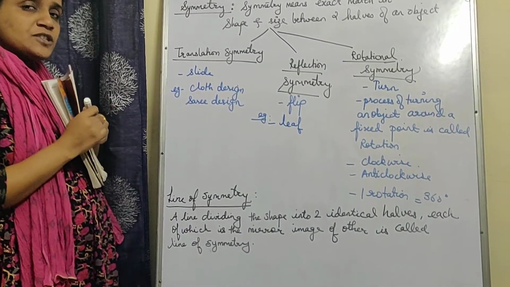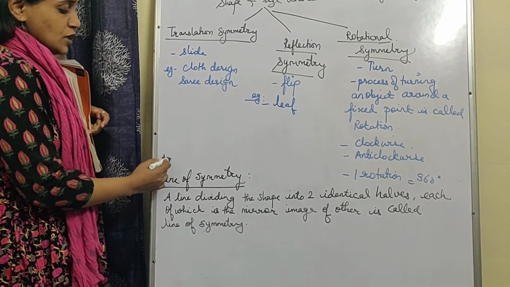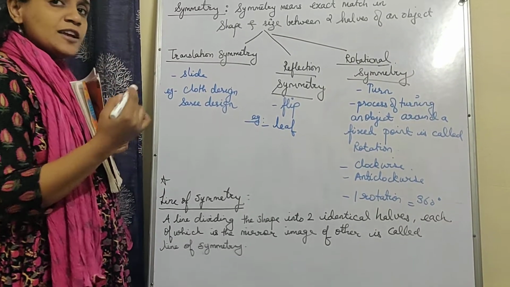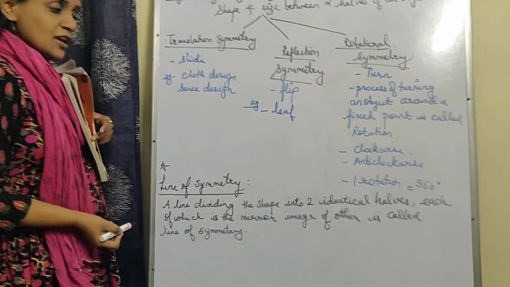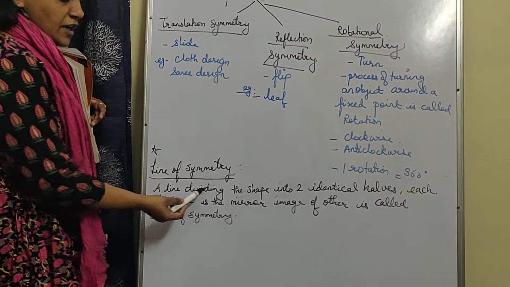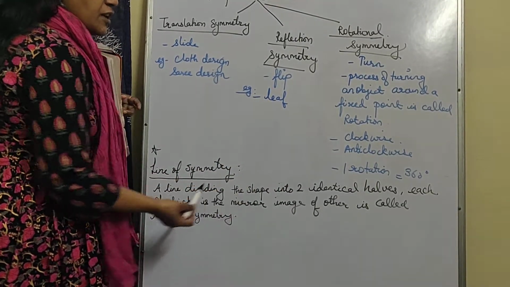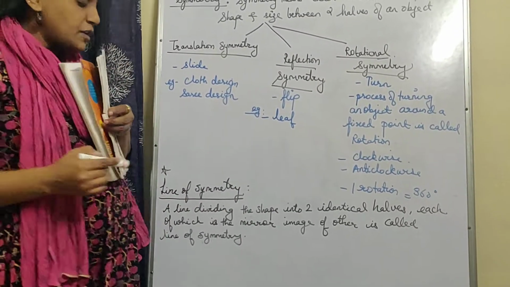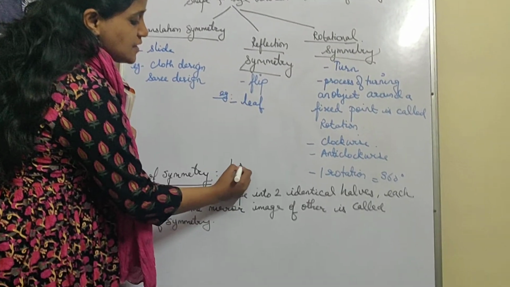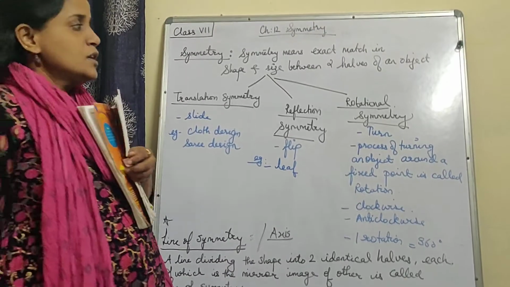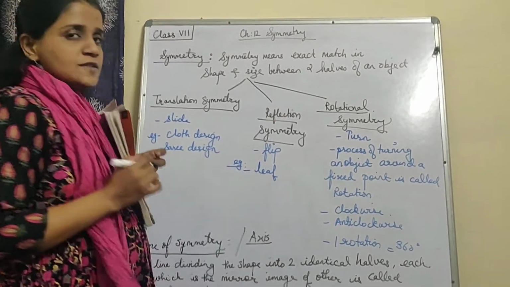Now in reflection symmetry, we have to recollect one more thing: line of symmetry. What is line of symmetry? A line dividing the shape into two identical halves, each of which is a mirror image, is called the line of symmetry. It is also called the axis of symmetry. So this was about reflection symmetry.